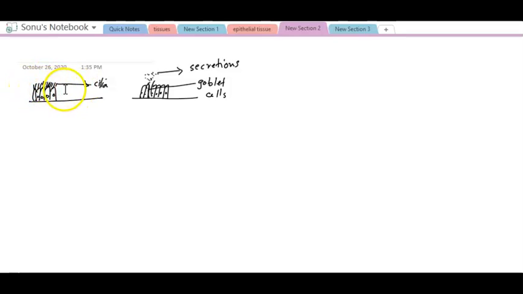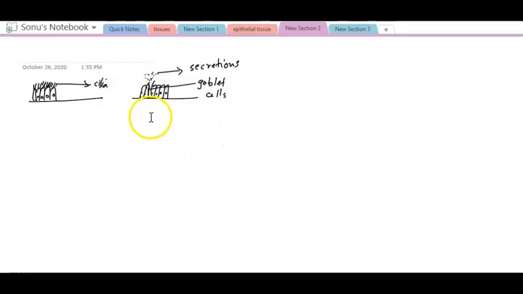So this is cilia. Cilia are projections which can move the particles over their surface. So these serve as protection, or in some cases help in movement. In the nasal cavity, they serve a protective function because they prevent the entry of foreign particles into the respiratory tract, while in the fallopian tube, the cilia facilitate the movement of oocytes from the fallopian tube towards the uterus.